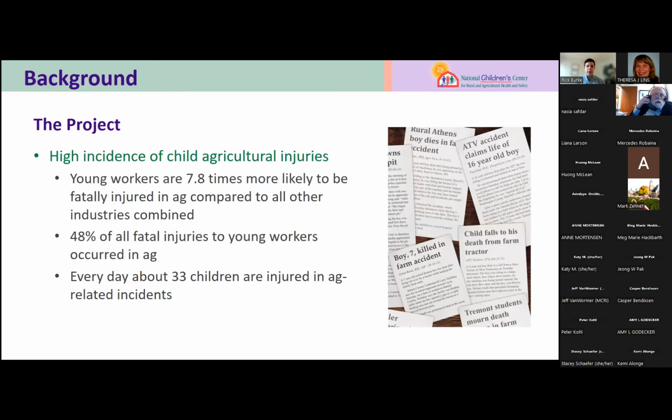So here's a bit of background on the project itself. We know that there's a high incidence of child ag injuries across the US. Young workers, those under 18, are almost 8 times more likely to be fatally injured working in agriculture compared to youth in all other industries combined. And almost half of all fatal injuries that occurred to young workers in the US occurred in agriculture, despite agriculture being one of the smaller industries in terms of number of workers in the US.